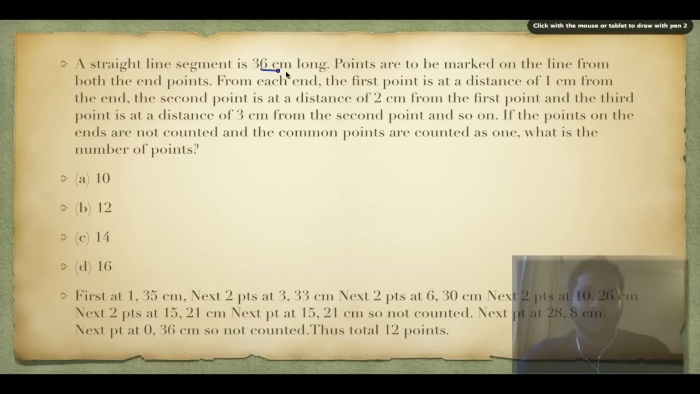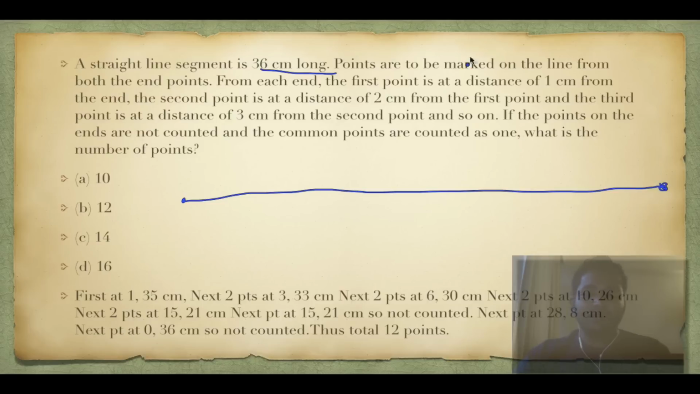Now a straight line segment is 36 centimeter long. So we will make a straight line segment here, let's say 36 centimeter long. Points are to be marked on the line from both ends. From each end, the first point is at a distance of 1 centimeter from the end.